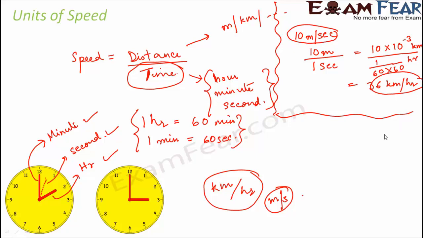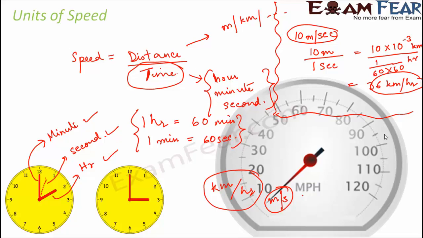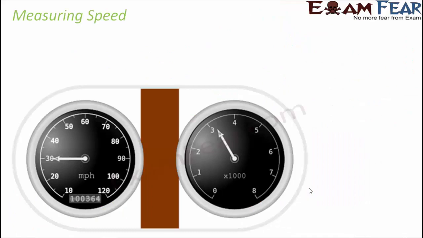So these are the common units of speed. And you would have seen these units written on the meter present inside your car or your bike. Have you ever seen the meter which is present inside your vehicle, which shows the speed of your vehicle? As you start driving fast, this hand keeps moving very fast. And at the end of it, you will see somewhere it would be written kilometer per hour or meter per hour, something like that. So this is how we measure speed.